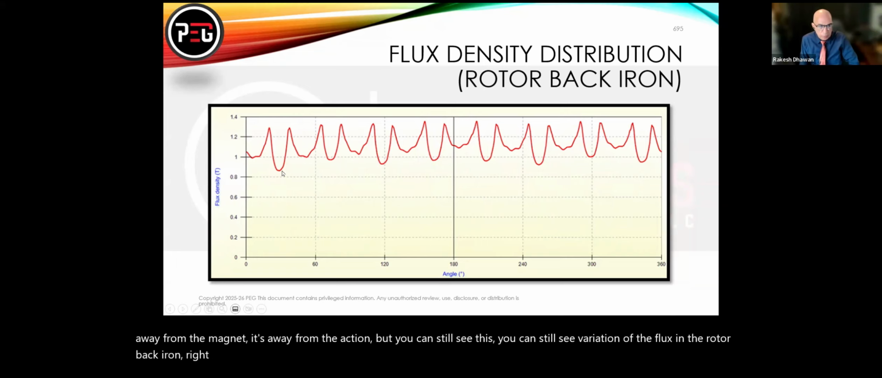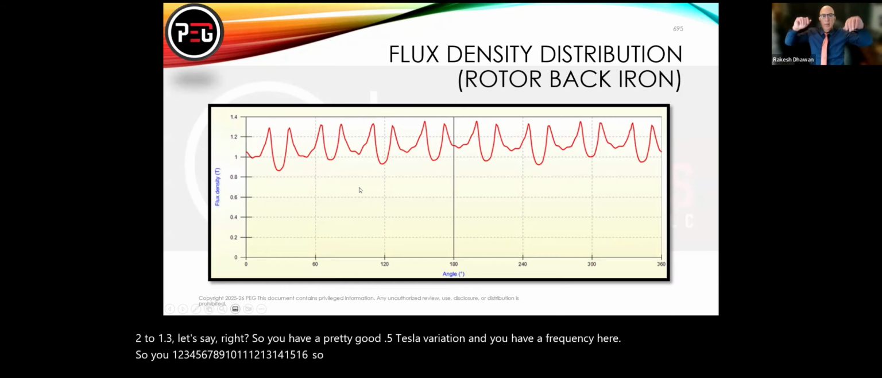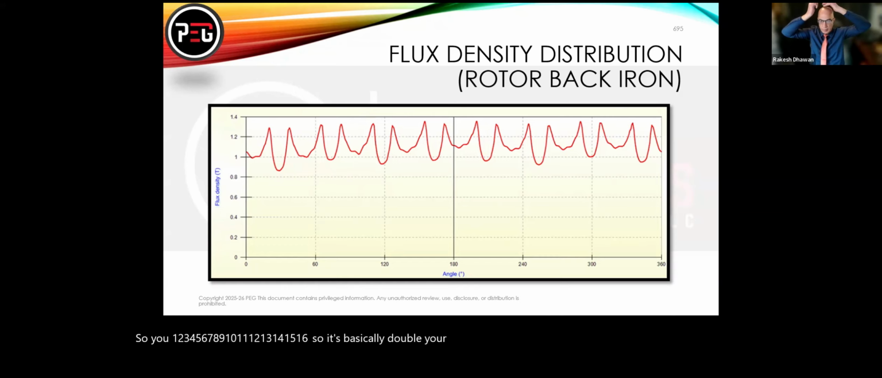So it's a pretty good variation from almost 0.82 to 1.3, let's say. So you have a pretty good 0.5 swing. And you have a frequency here. So you count 1, 2, 3, 4, 5, 6, 7, 8, 9, 10, 11, 12, 13, 14, 15, 16. So it's basically double your number of magnets.